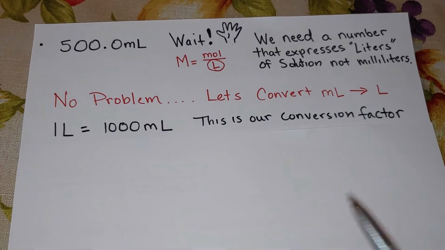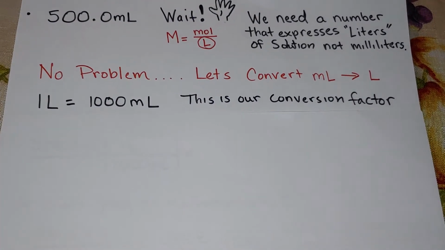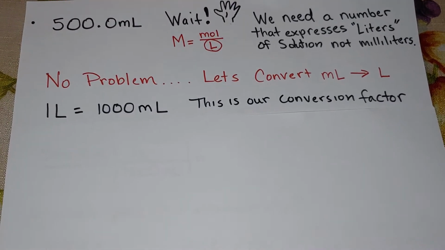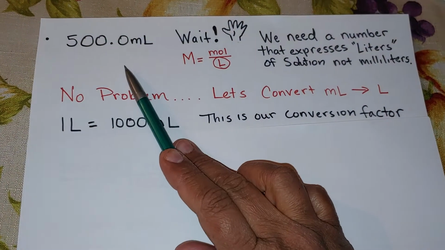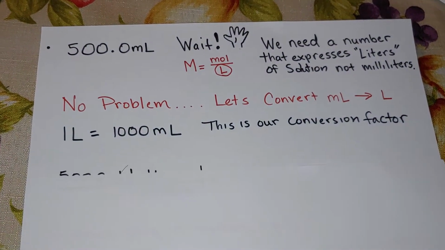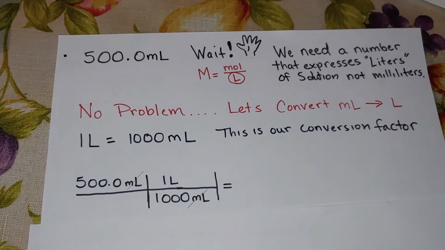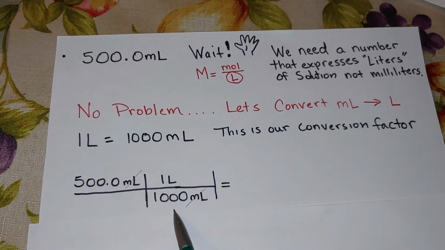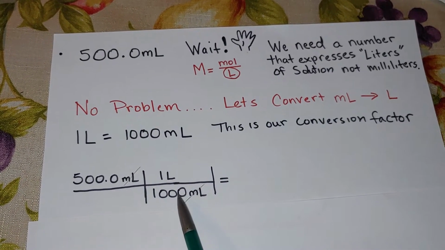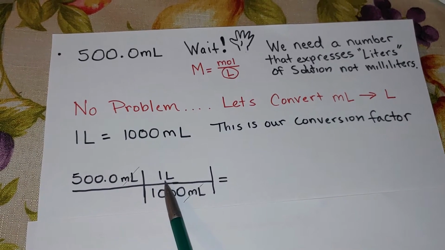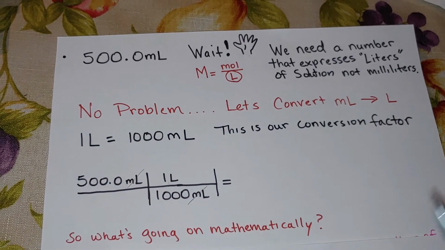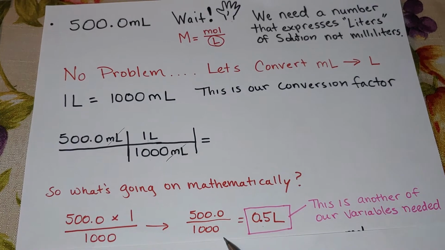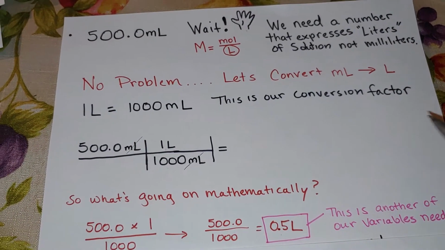We have to have a conversion factor. In 1 liter, we have 1,000 milliliters. That's what we know, or we should know at least. So now how do I convert that to liters? You can use dimensional analysis. We know that we have 500 milliliters, and we know that in 1 liter, we have 1,000 milliliters. We cancel like units. We multiply 500 times 1, divide by 1,000. That would give us 0.5 liters, which again is another variable that we need.